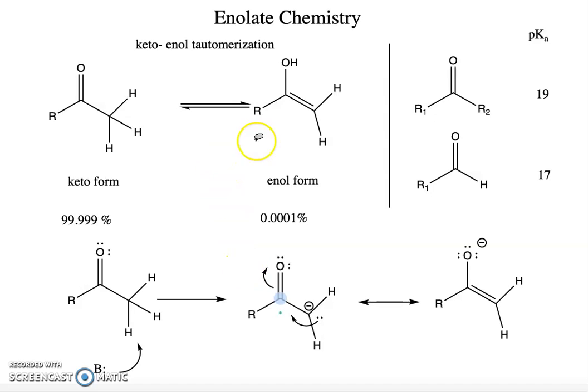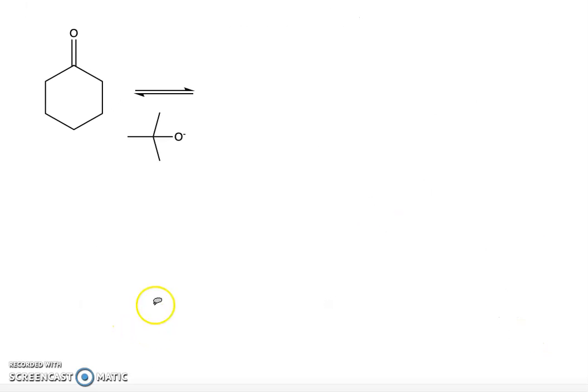And you can see there's a similarity between the enol structure that we drew here and this compound right here, which is the enolate. It has a negative charge on the oxygen. It's the enolate. And of course, because these are resonance structures, we want to put the brackets around them to indicate that they are. So let's talk about making the enolate of cyclohexanone using a base like t-butoxide.